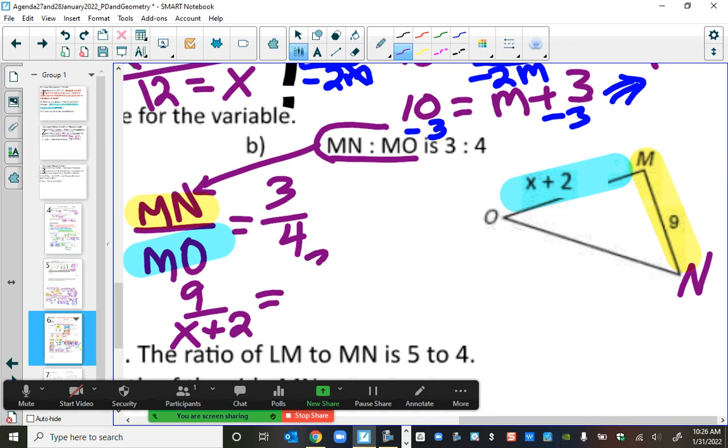And that equals 3 over 4. Now, what did I tell everybody regarding whenever we see an expression, what should we put around them? That's exactly what you need to do. Parentheses. 9 over (x plus 2) equals 3 over 4. That's what you need to do. And then we do our diagonal multiplication.